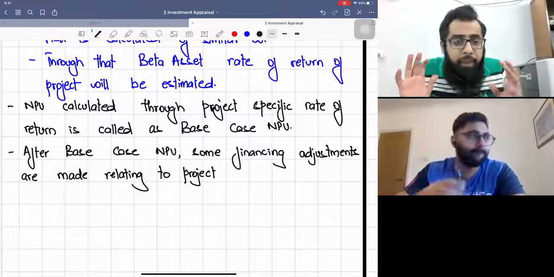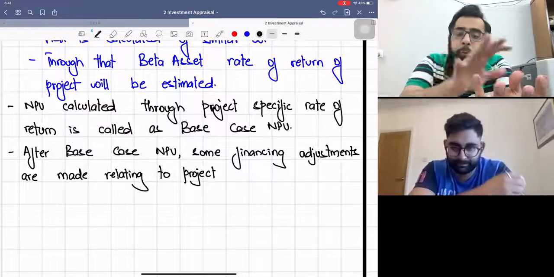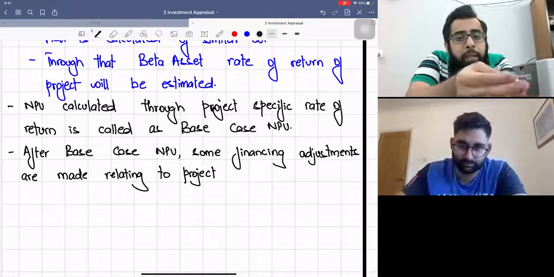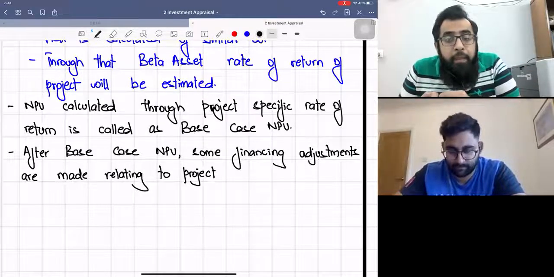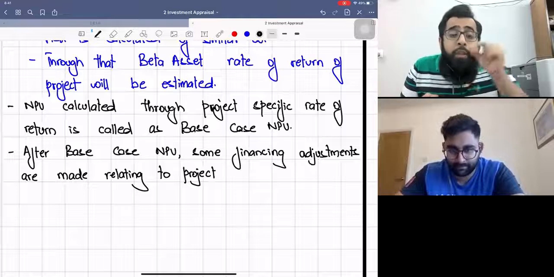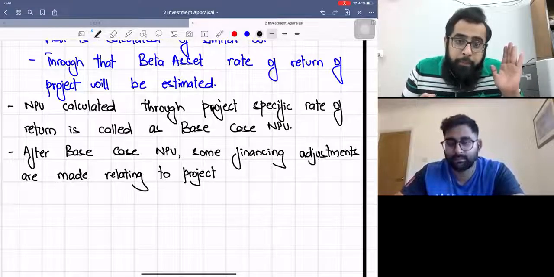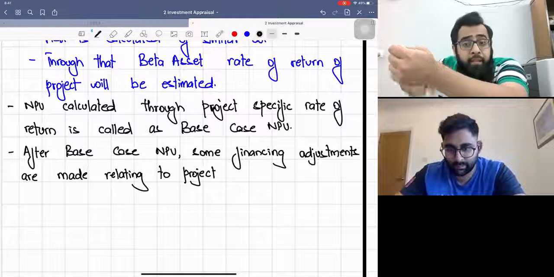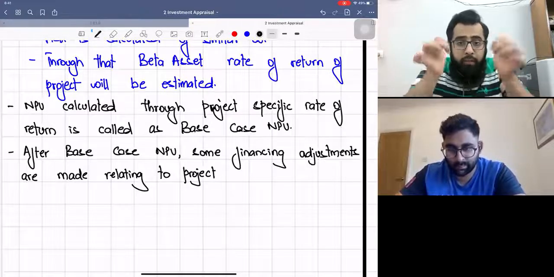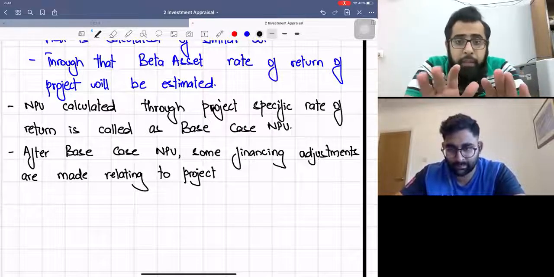Are you getting the point? Now the project will operate, the project will earn. Once the project earns, the project will give a return to the company. And that will be the return according to the risk of that project. From that return, the company will pay its financiers, the debt holders and the equity holders. Are you getting the point?